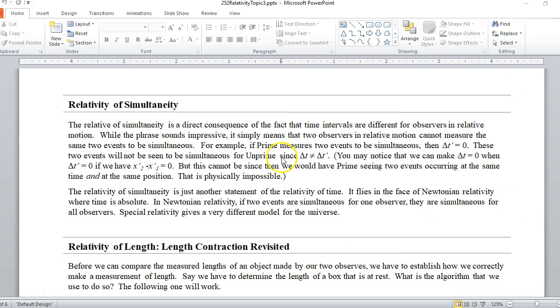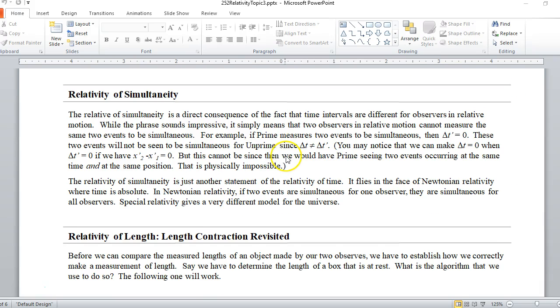You can also do a similar experiment getting length contraction. Okay. Before I get to that, relativity of simultaneity. This is just a statement. There's no big deal here. It's just a statement that if one observer measures two events to be simultaneous, occur at the same time, another observer moving relative to the first observer will not see those two events to be simultaneous. So it's just another implication of time not being the same.